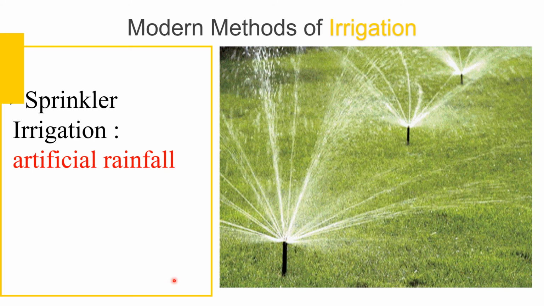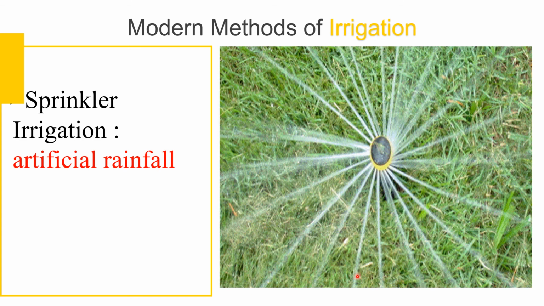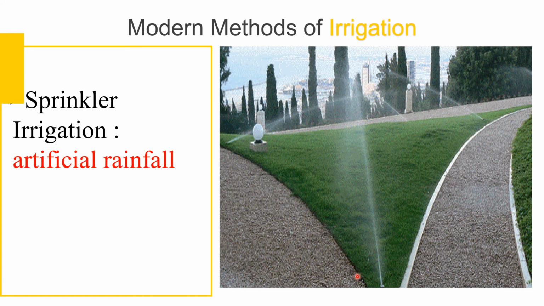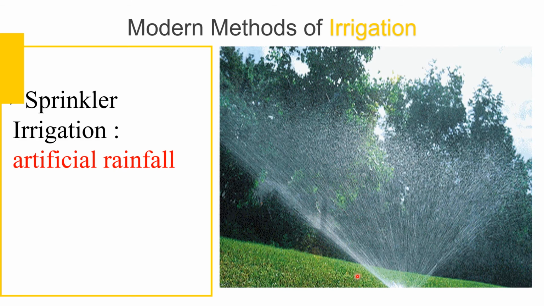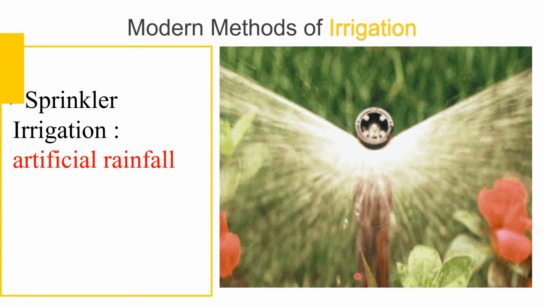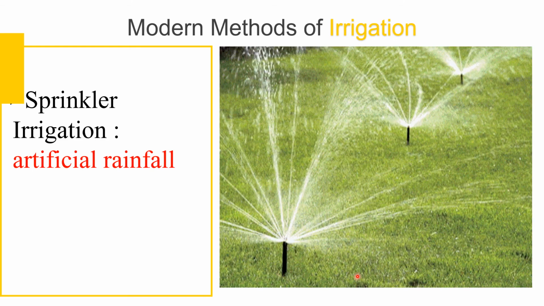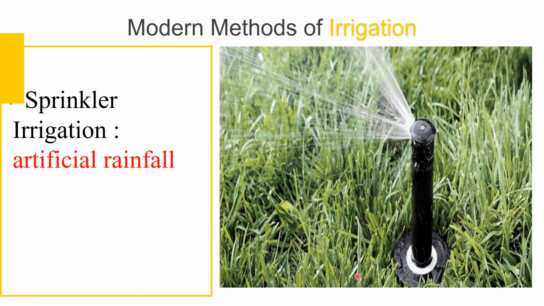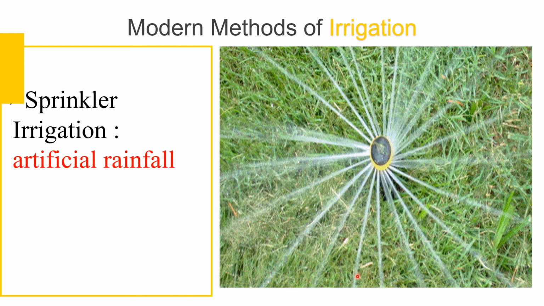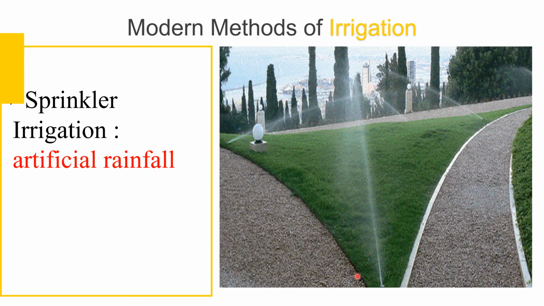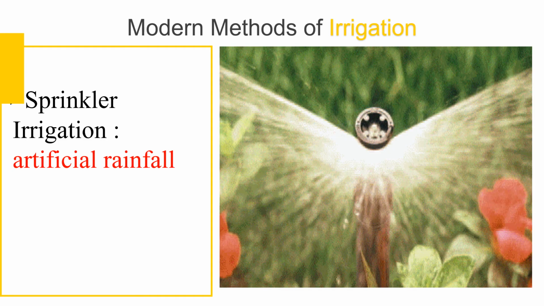The sprinkler system of irrigation is more useful for uneven lands, because in uneven lands we cannot follow drip irrigation, which is another modern method of irrigation. Not only in uneven lands, even on land where sufficient water is not available, we generally prefer the sprinkler system. The sprinkler system is also very useful for sandy soil.